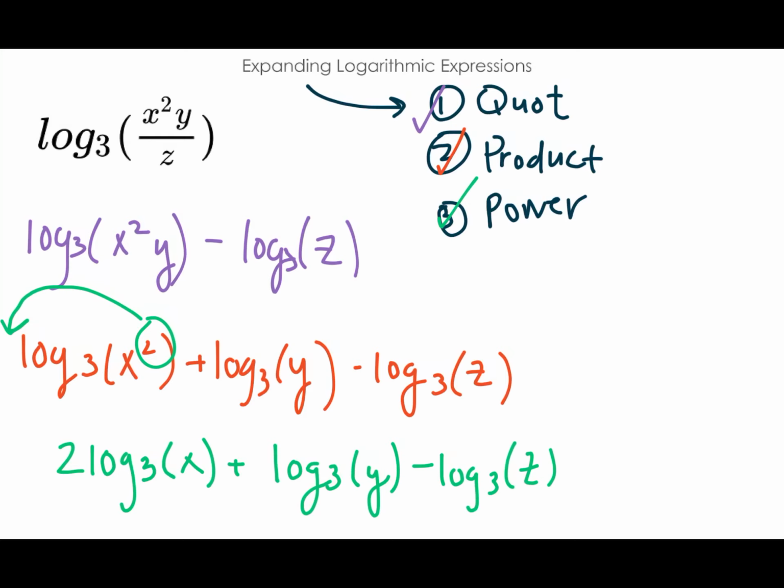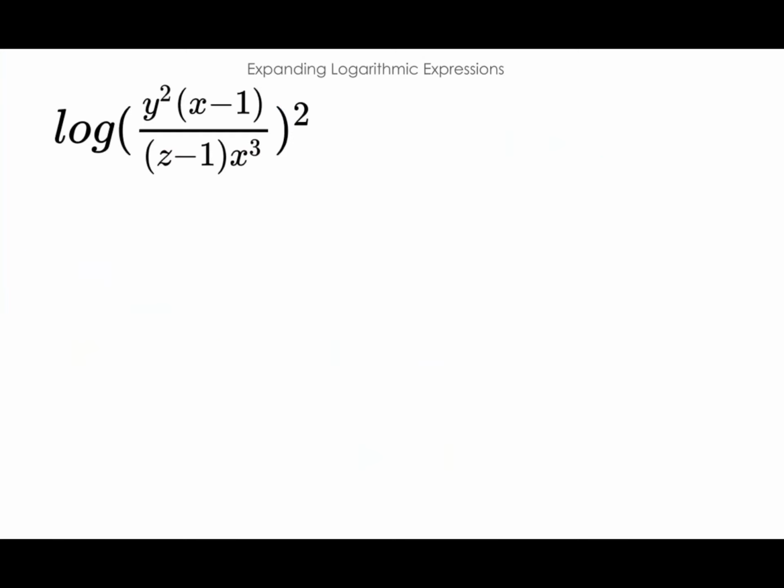But I've run through my list. I've done them all, so I am fully expanded. There's no more expanding I can do. So here's the cool thing about this problem. Even though it looks much more complicated, we have a lot more going on here, the basic steps are going to remain the same 3 steps we just applied. We're going to take a look at the quotient rule, then the product rule, then the power rule.